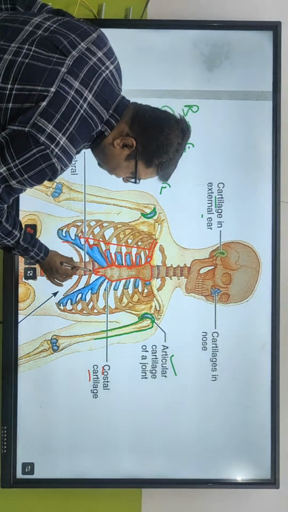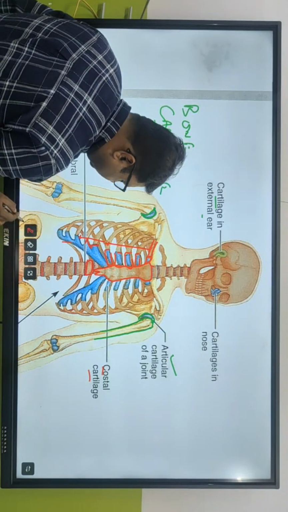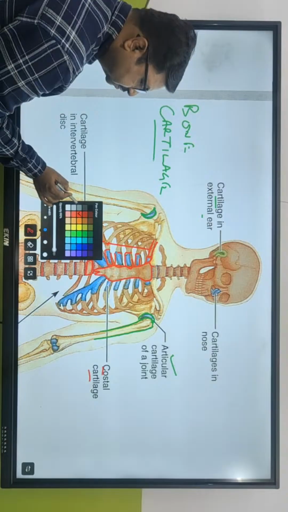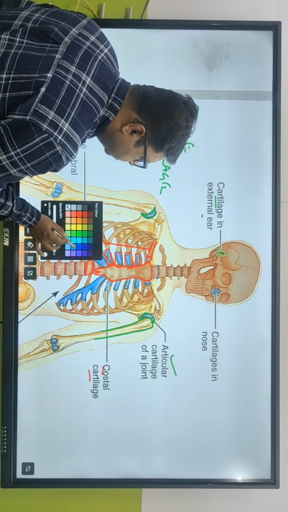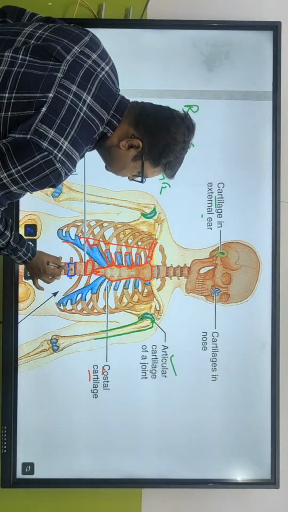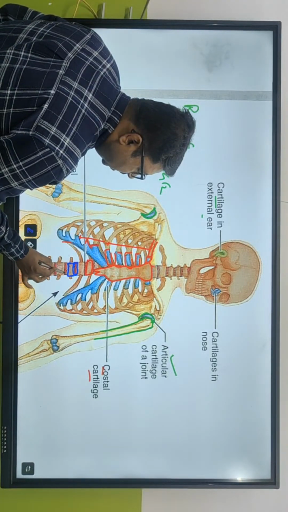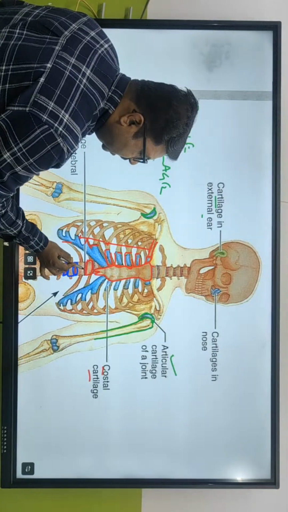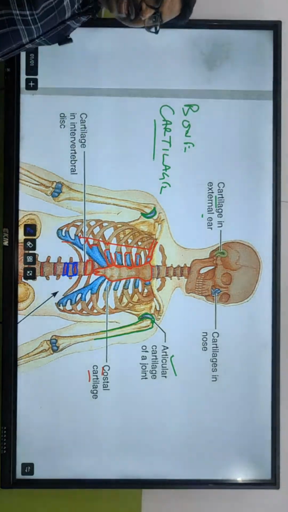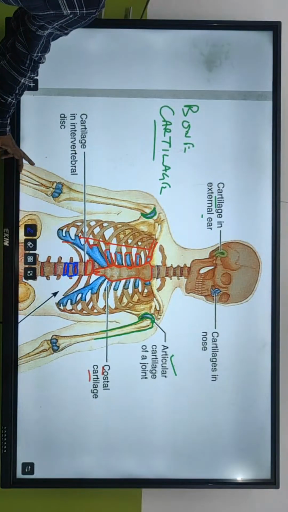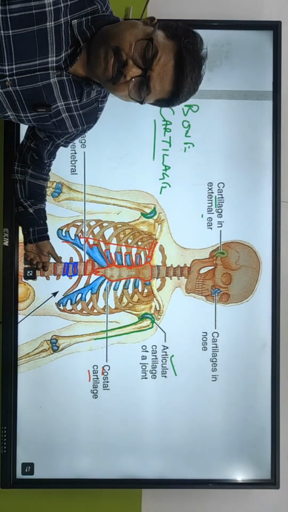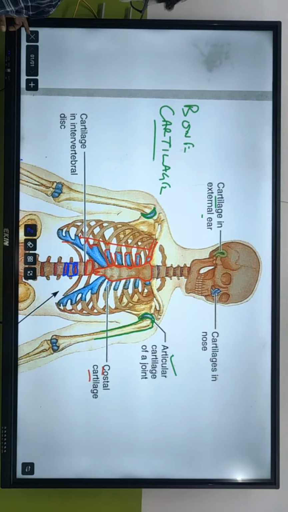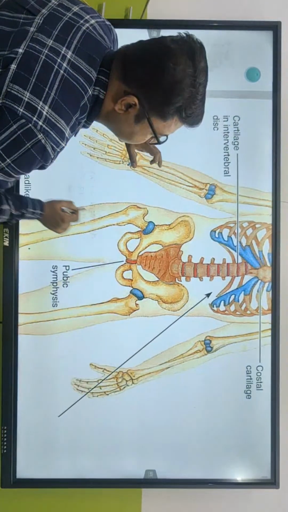Now you can see inside the vertebral column, you can see what? You can see cartilage. So cartilage is present inside the intervertebral disc. Between two discs you can see some cartilage present. Okay. So this is the structure.